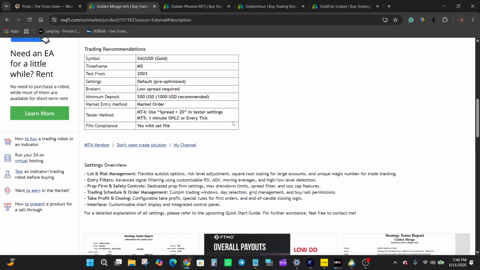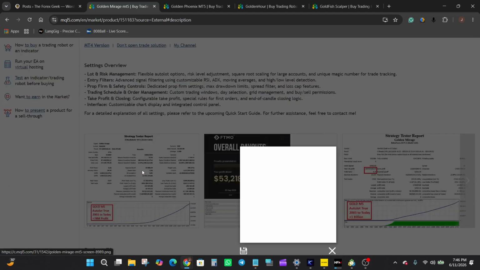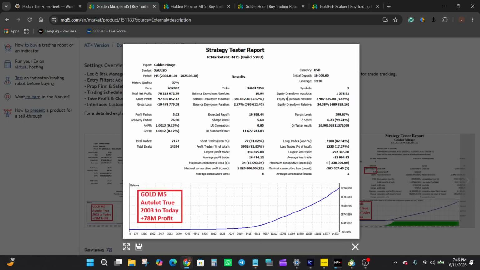The developer also notes that testing can be performed from 2003 onward, which provides the opportunity to evaluate the EA across a very long period of historical market data. Let us start by looking at the completed strategy tester report here, provided on the MQL5 Marketplace page.